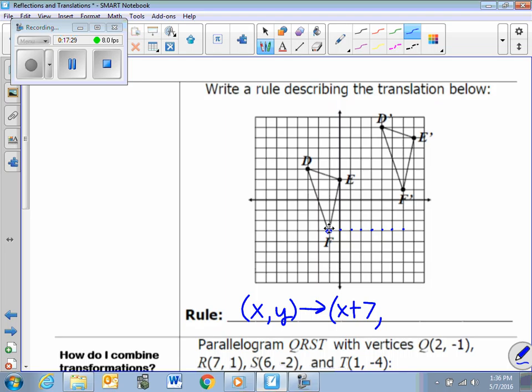And how many units up did I go? 1, 2, 3, 4. So I went up 4 units. So that's it right there. Of course, you can check all the other vertices, but they will have the same rule applied to them because this is an isometry.